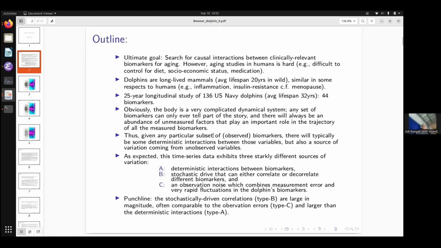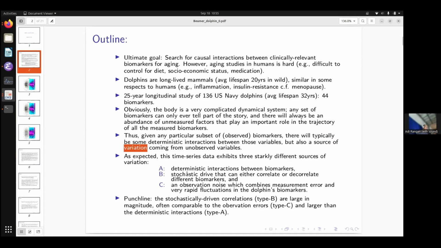So what do we expect? What's the best thing we can possibly expect when looking at this kind of data is that, if we look at some biomarkers in the body, what we might hope for in the best case scenario is there might be some kind of deterministic interaction between those variables, but there should also be lots and lots of something that looks like noise, some kind of shared variation or extra variation coming from all the unobserved things that we didn't measure.